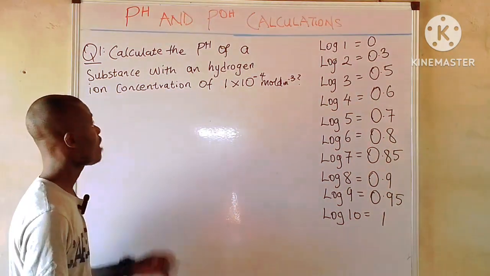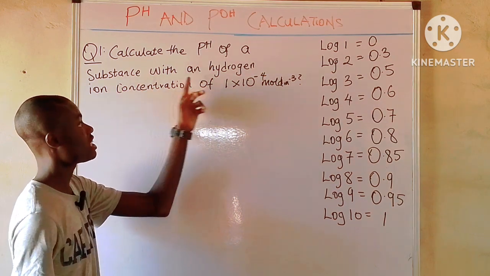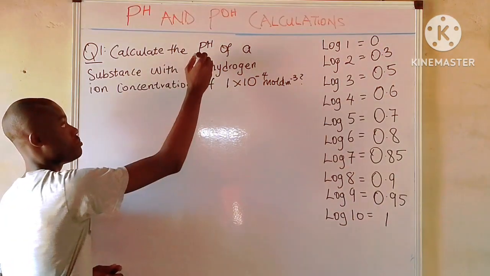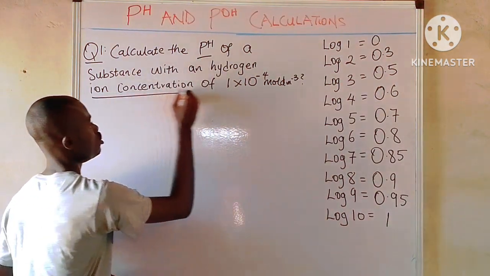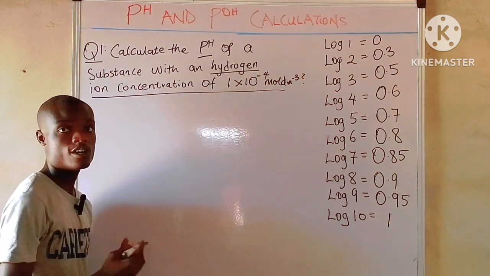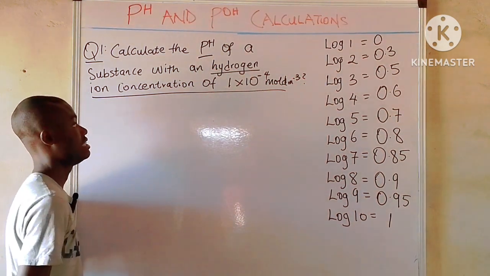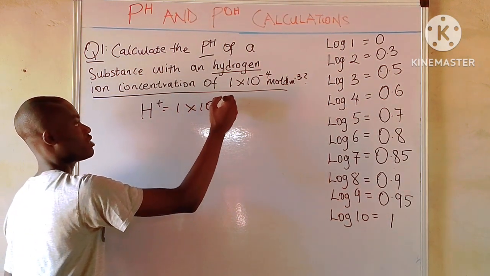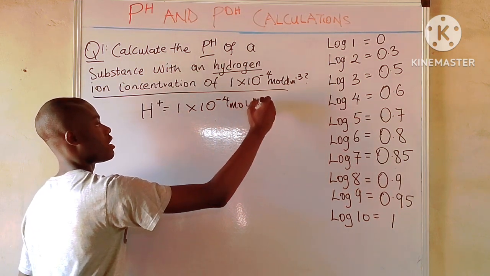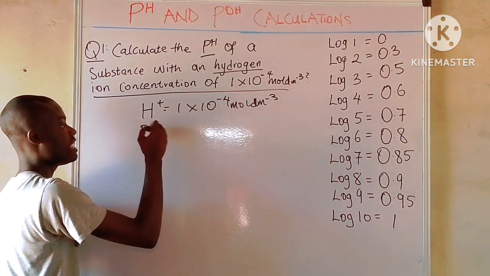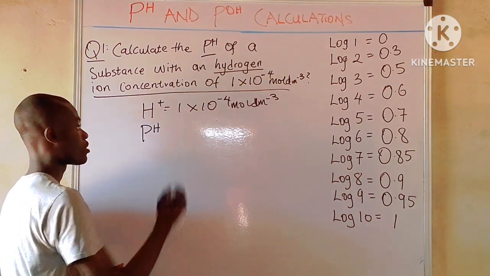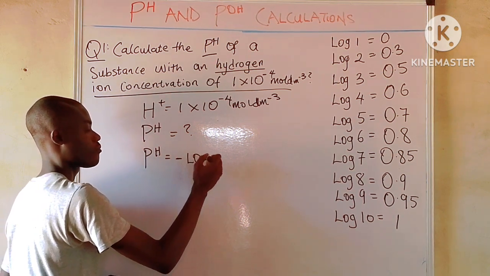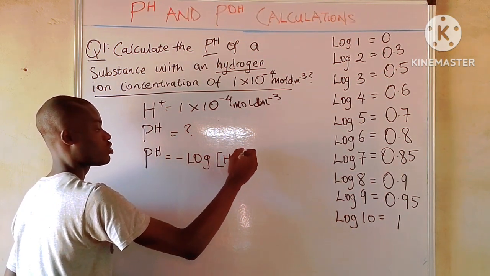So in this question, we have a question which says calculate the pH of a substance with a hydrogen ion concentration of 1 times 10 to the power of minus 4 mole per dm cube. So we have our hydrogen ion concentration as 1 times 10 to the power of minus 4 mole per dm cube, and we are told to look for the pH of the substance. So recall that the pH is equal to the negative logarithm of the hydrogen ion concentration.